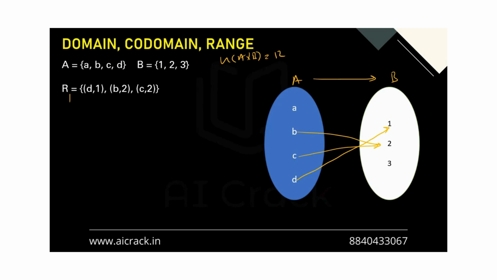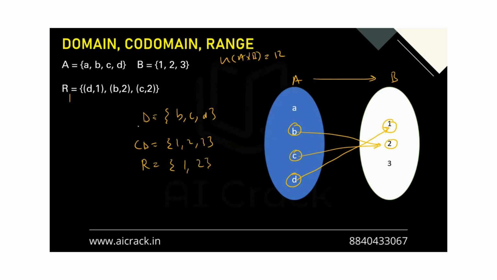Now when we are defining domain, the elements from which mapping is starting, all these elements are considered in the domain. So the domain over here is b, c, d, right? Now when we are writing codomain, codomain is nothing but set B. So set B is 1, 2, 3. All the elements of set B, basically the other set, that would be 1, 2, 3. All the elements would be the codomain. Okay. Now if we talk about range, range would be all the elements which are being mapped. So over here, the elements which are being mapped are 1 and 2. So that would be the range.